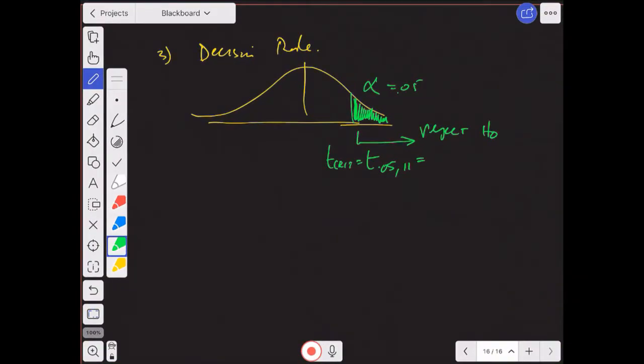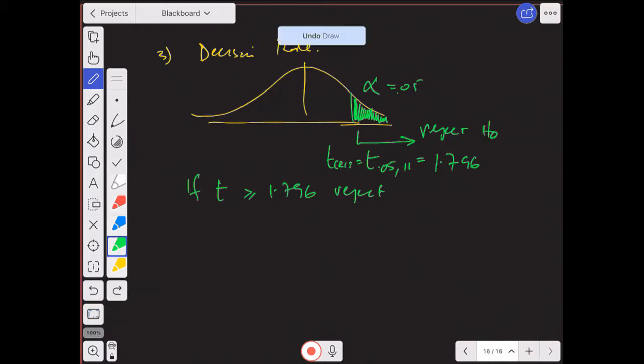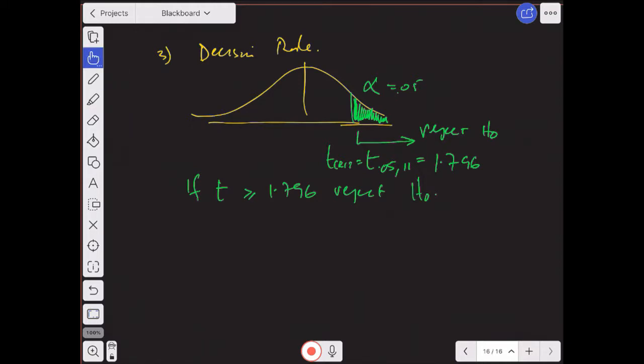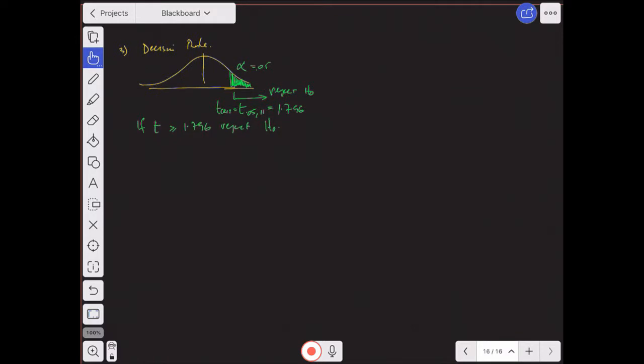1.796. All right, that's our critical value. So if our t value is greater than or equal to 1.796, we'll reject the null hypothesis. We'll reject H0. Otherwise, we fail to reject H0. So that's step 3. Let's do step 4, and this is where we're going to need some analysis.